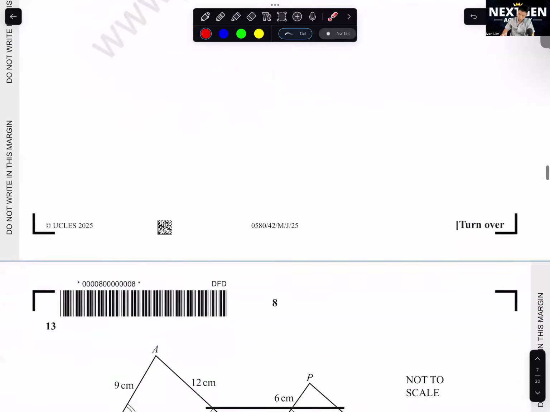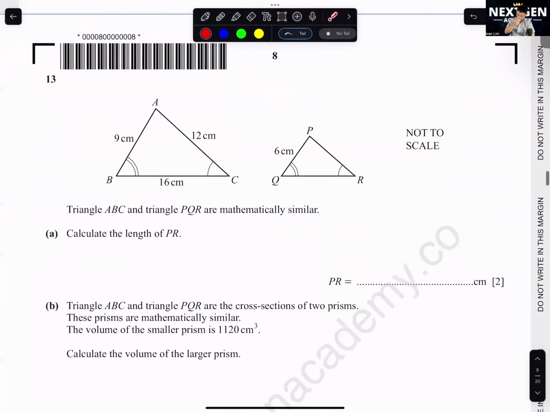Right, let's go to question 13. Triangle ABC and triangle PQR are mathematically similar. Calculate the length of PR. PR is similar to this AC. Where do we need to see first? We need to see that the angle here and angle here is the same, so they are in the same order. Then this AB is similar to PQ.